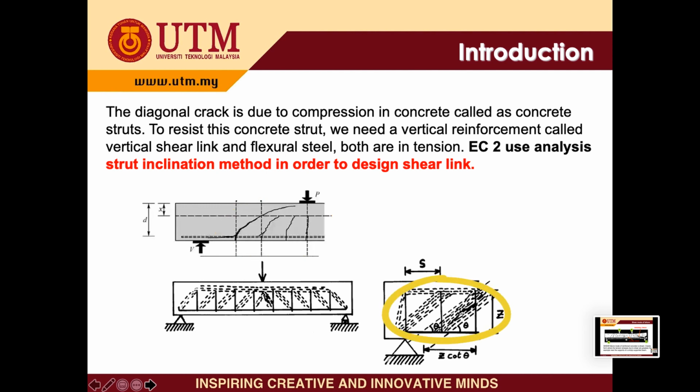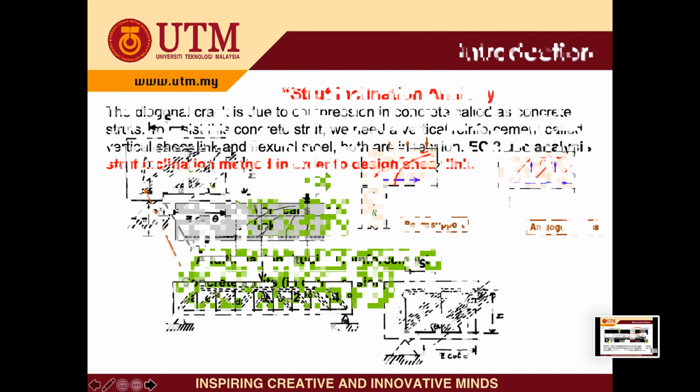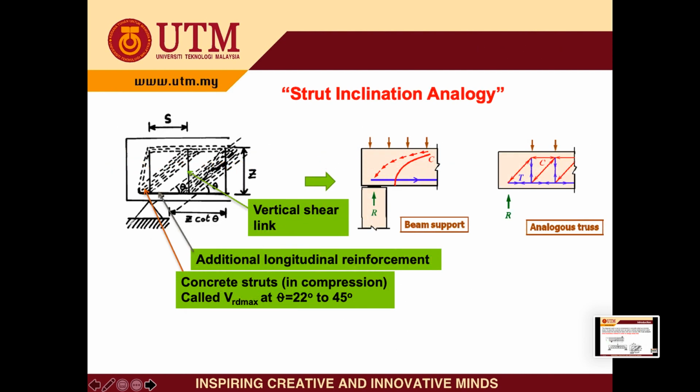According to the EC, the beam can be modeled using the strut inclination method, as shown in the picture. The transfer of shear force in the concrete beam is just like the transfer of load in a strut of the truss. The analogy of the strut inclination is shown in the figure, which shows that the vertical link is in tension, while the diagonal cracking represents the concrete in compression.